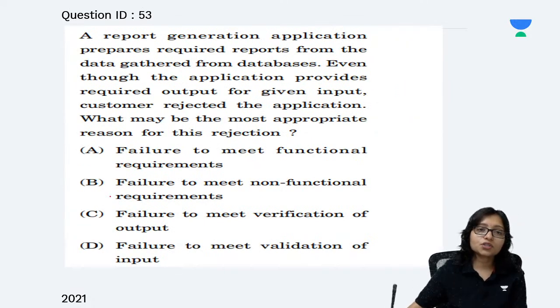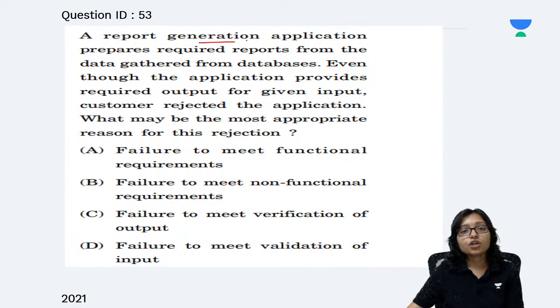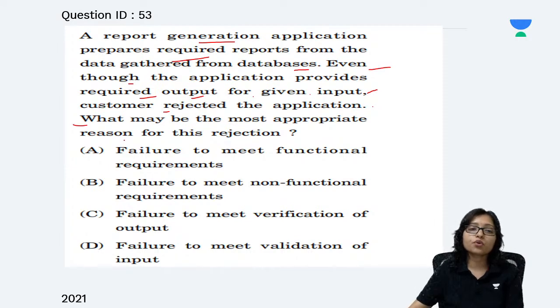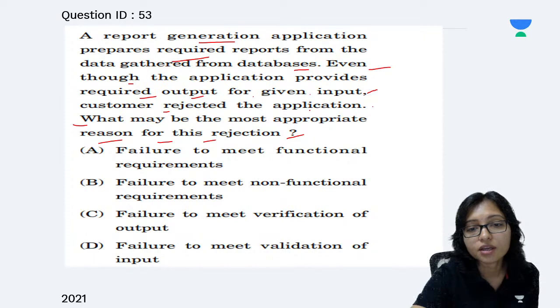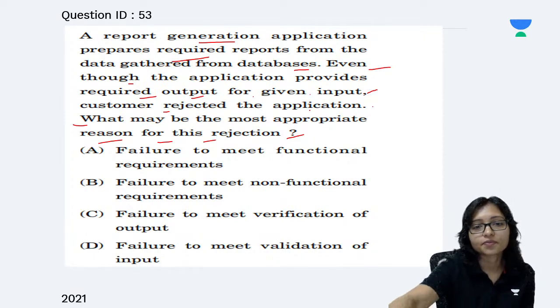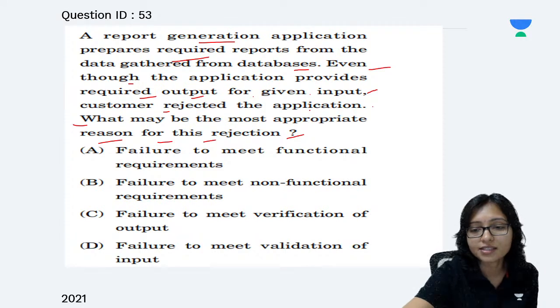Okay, now do this one. A report generation application prepares required reports from the data gathered from the database. Even though the application provides the required output for the given input, the customer rejects the application. What may be the most appropriate reason for this rejection? What will be the most appropriate reason for the rejection? What will be the answer?